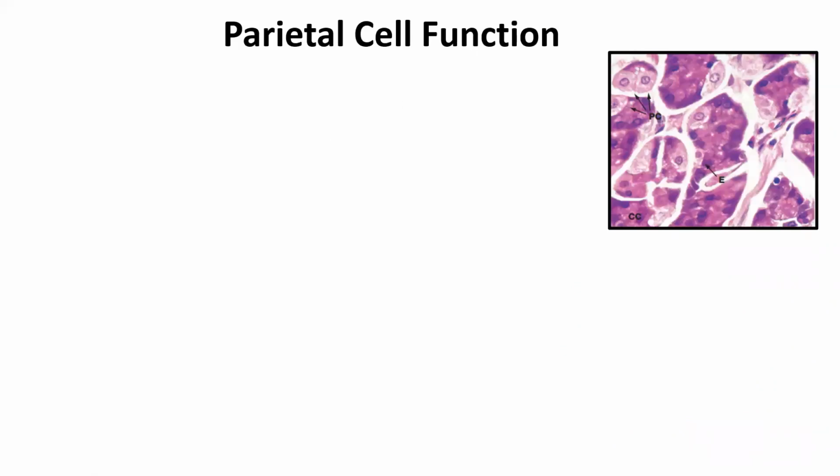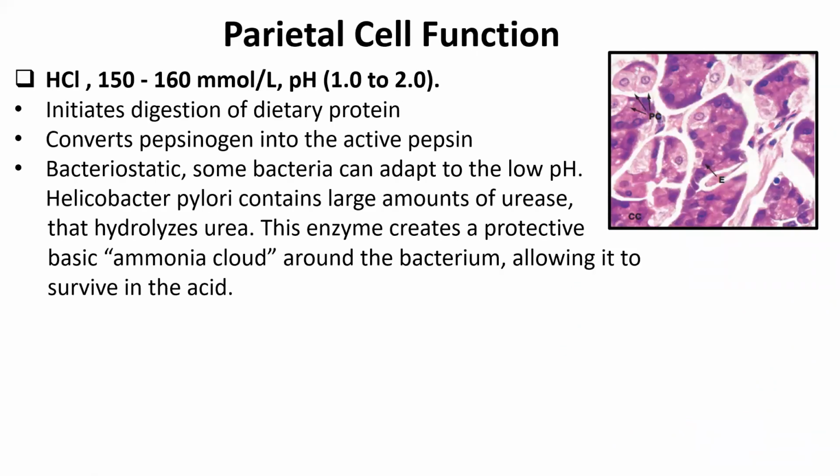So the function of this acid. This is the cell that actually makes the stomach acid, HCl, hydrochloric acid. The concentration is about 1 to 2 and the pH is very, very low, very acidic. These are the cells that make the acid for your stomach. It initiates digestion of dietary proteins, so you need the acid to break the protein. It also converts the pepsinogen into active pepsin. Pepsinogen is made by the chief cells, we'll talk about that. The active compound is the pepsin, and the acid will convert the pepsinogen into pepsin.